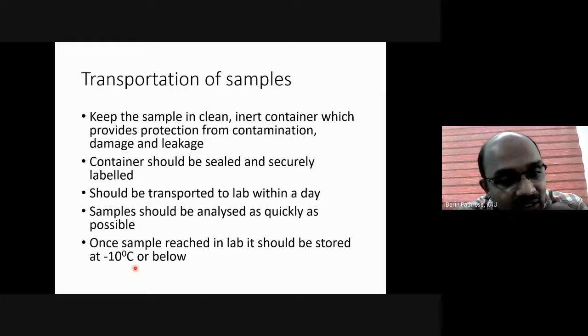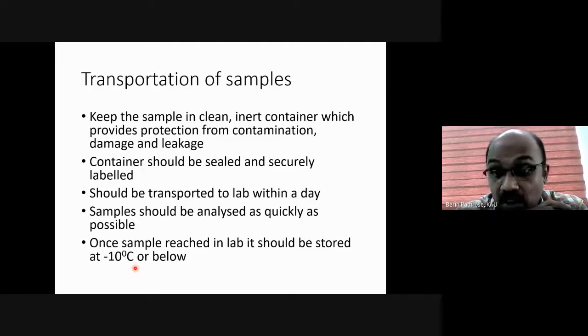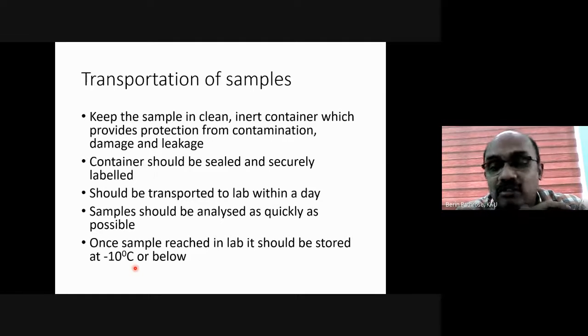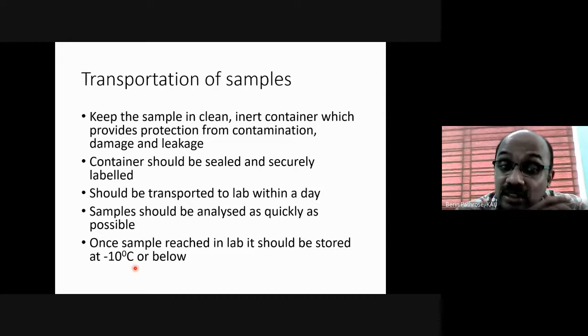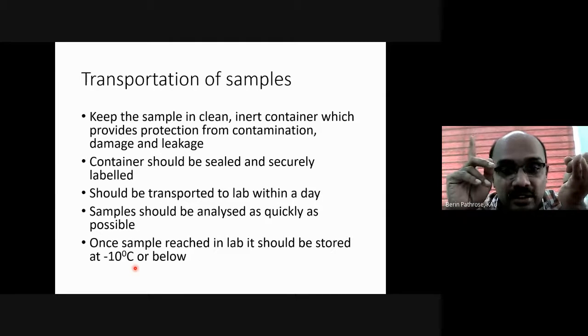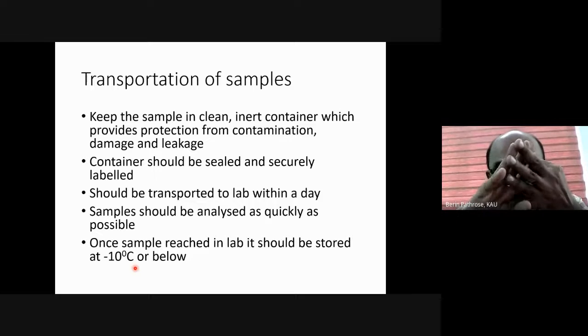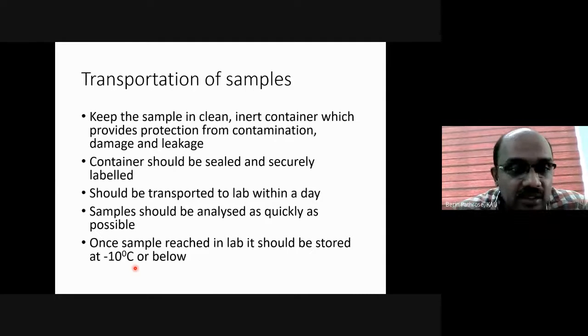Seal it, label it, transport it to the lab immediately. Within 24 hours, the sample should reach the lab, and immediately we should go for analysis. If you are unable to go for analysis, say the next day is a holiday or there is some equipment failure, then the sample should be stored at -10 degrees Celsius. So use a clean inert container, seal properly, label properly, transport quickly, and analyze as early as possible. But if that's not possible, keep it at -10 degrees Celsius.